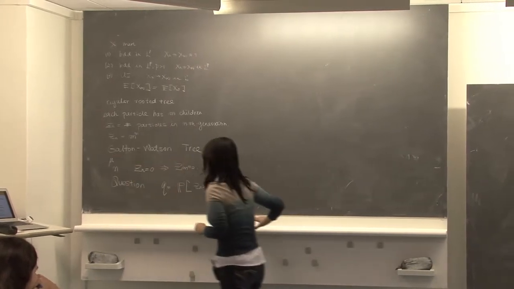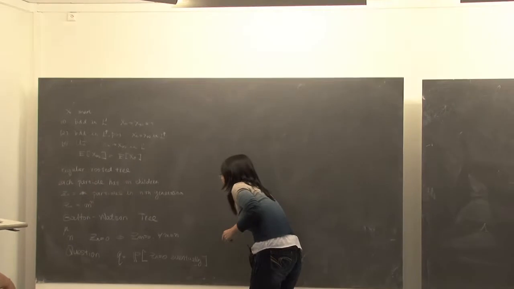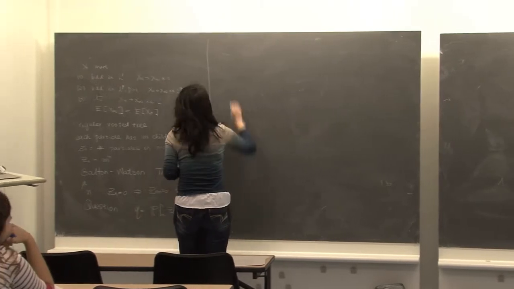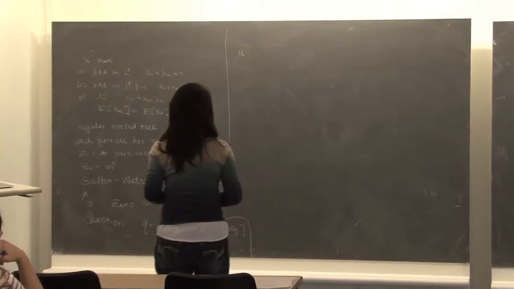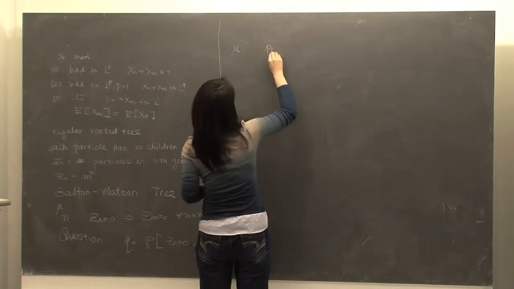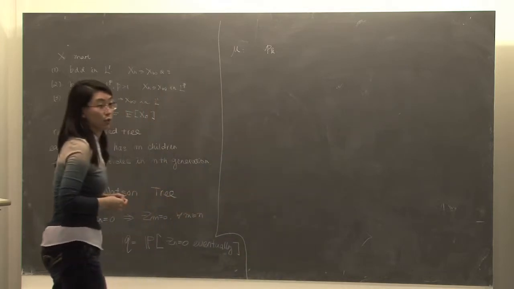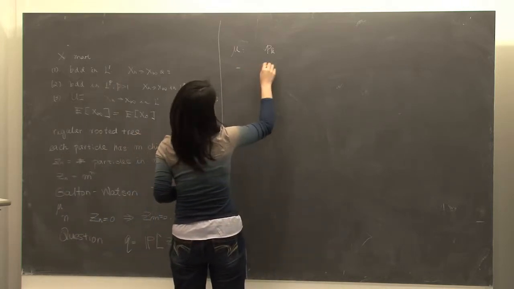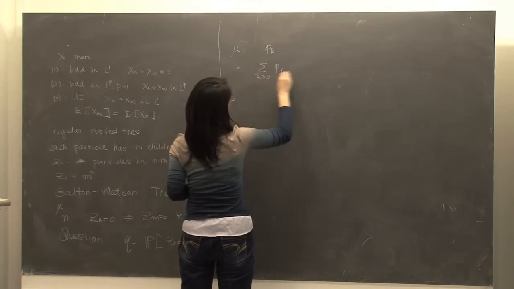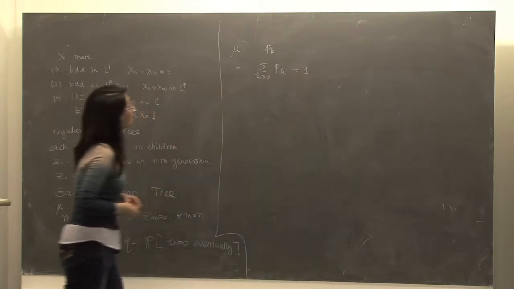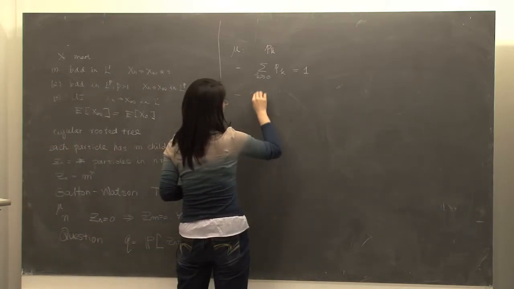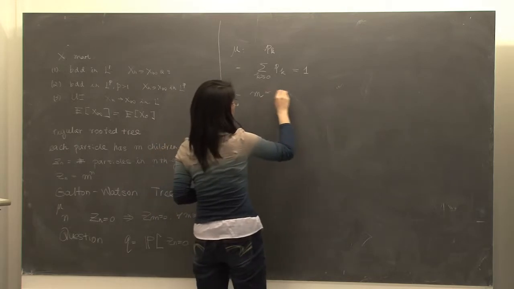So for this random measure mu, we know that it gives us the law of the number of children for each particle. So we denote p_k for the probability that we have k children. Then, since this is a probability measure, we know that the summation of all p_k equals 1. And then we define the mean of this measure. It's defined as m. So this is the mean of this measure.